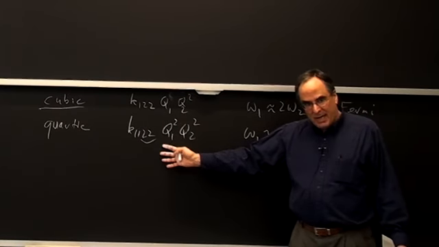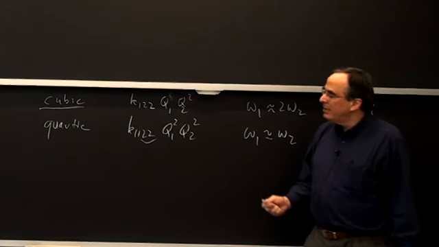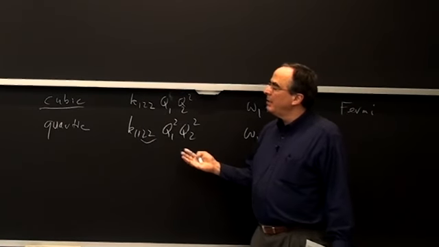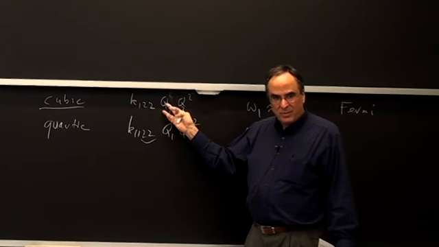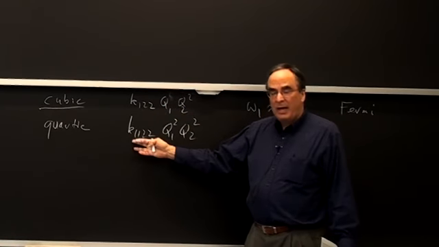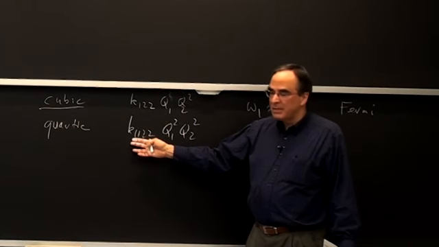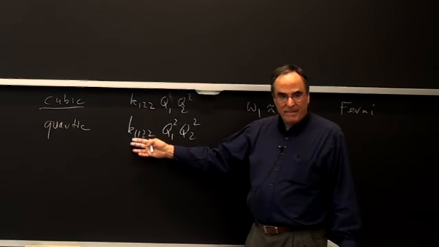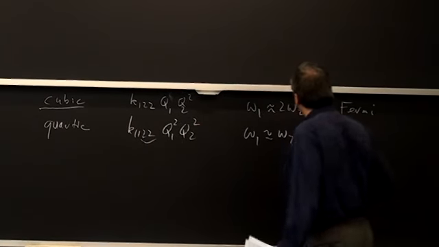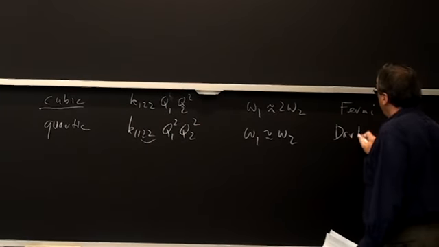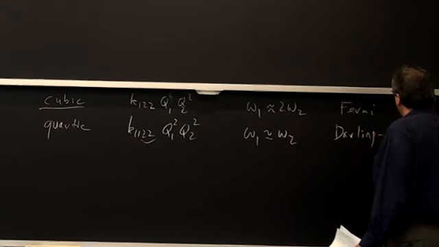And it's extremely common. And even though it's of a higher order than the cubic terms, it's more common and it's more important because the resonances are more perfect. And so these two are the thing. And this one is called Darling-Dennison.